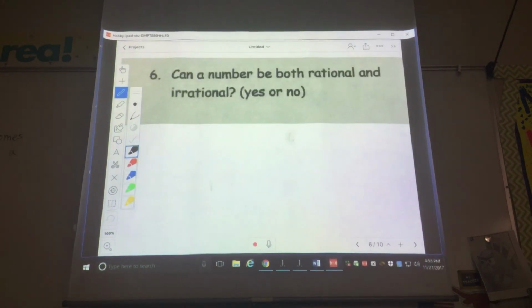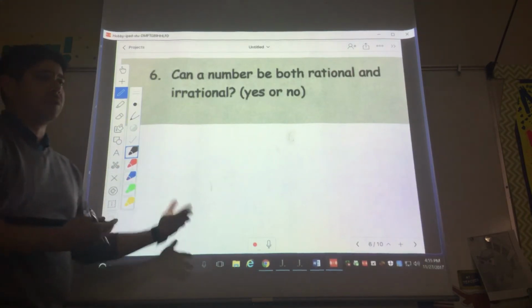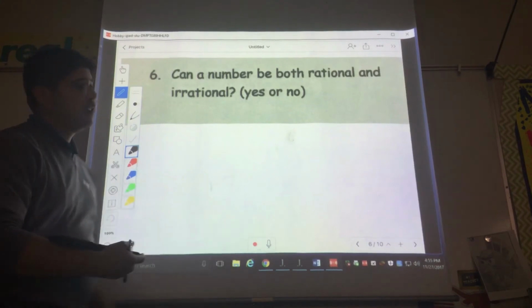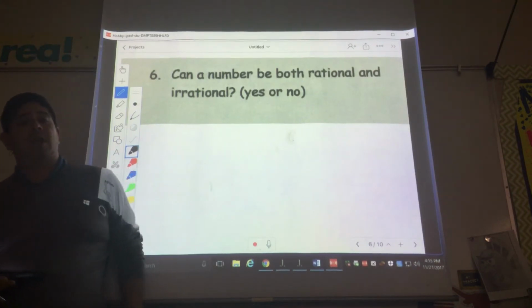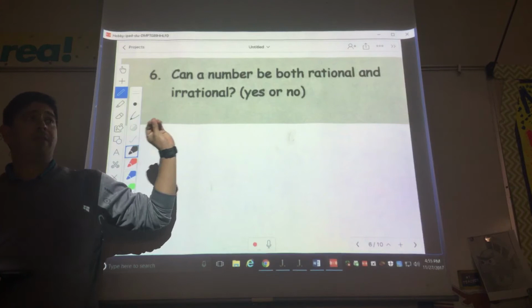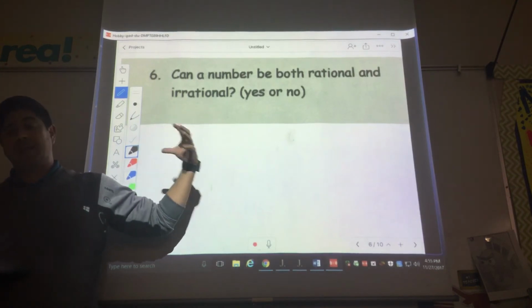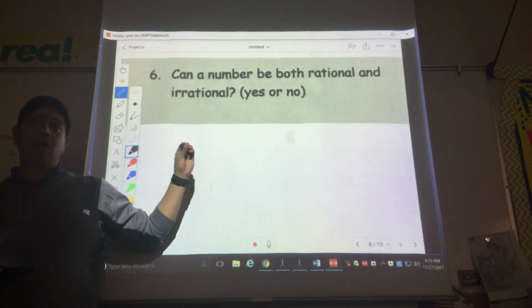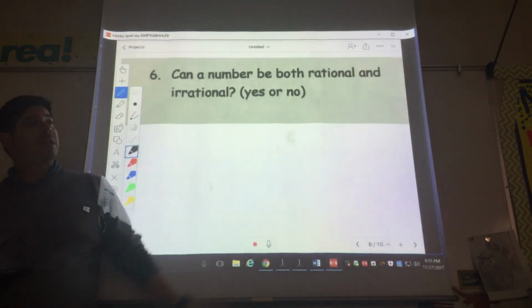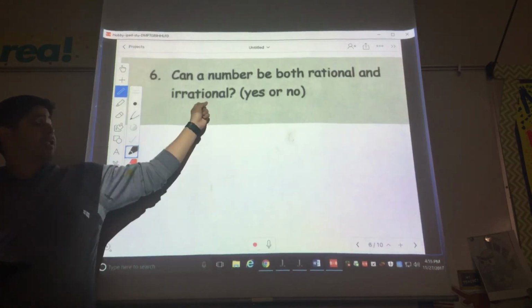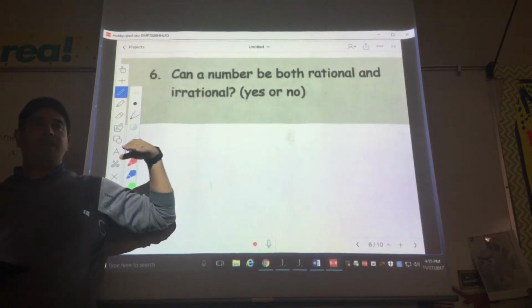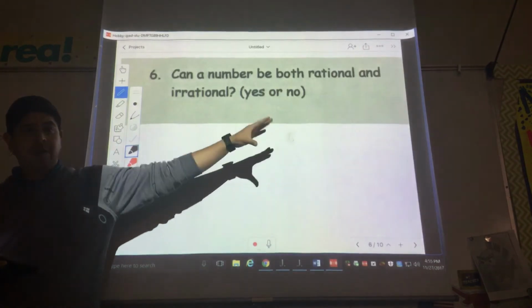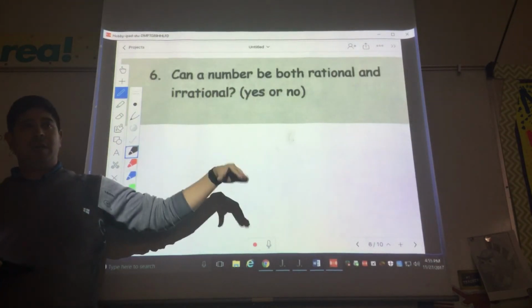Okay, number 6. Can a number be both rational and irrational? Yes or no? So remember, a rational number can be a decimal, it can be positive, it can be negative. It has to have a terminating decimal, which means it has to stop completely, or it can be repeating. To be irrational, that means it has a number that goes on forever, and it does not repeat, does not have a pattern.